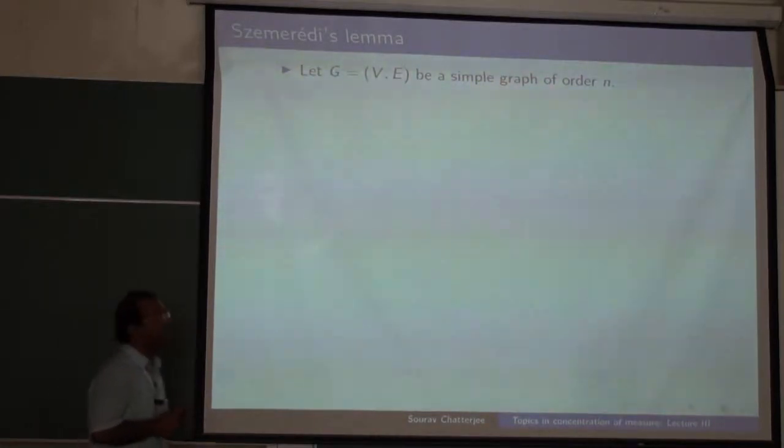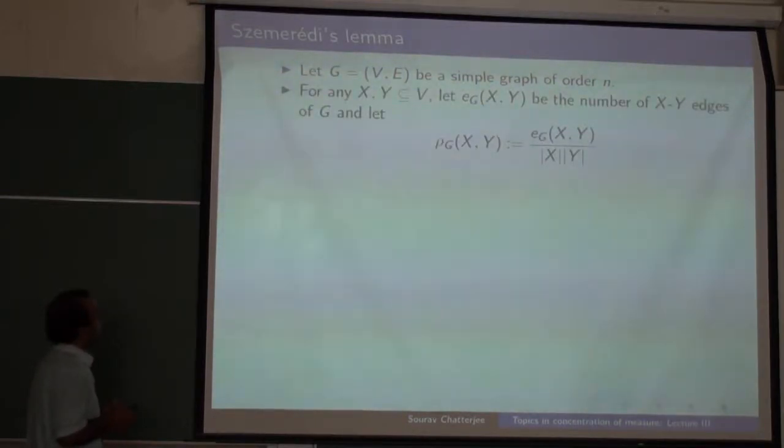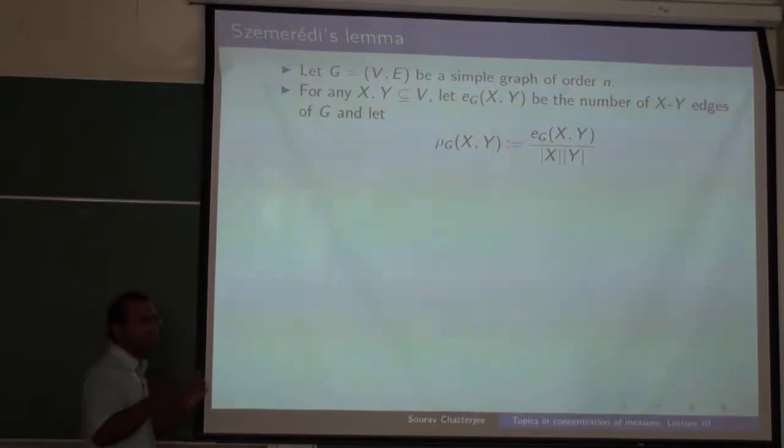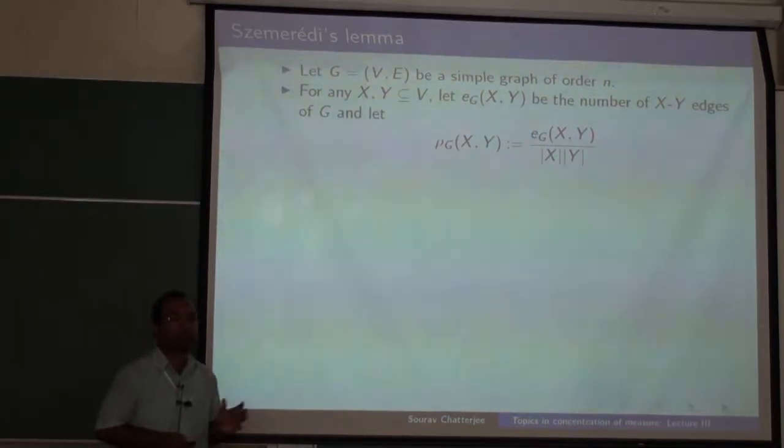Okay, the first thing that I have to state is Szemerédi's lemma. This was proved around 1975 by Szemerédi, and it's one of the fundamental tools in graph theory these days. So let G be a simple graph of order n, vertex set V, edge set E. For any two subsets of vertices X and Y, let E_XY be the number of XY edges of G, so the number of edges with one vertex in X and one vertex in Y. And let rho_XY be the edge density, this number of edges divided by the maximum that you can possibly have.